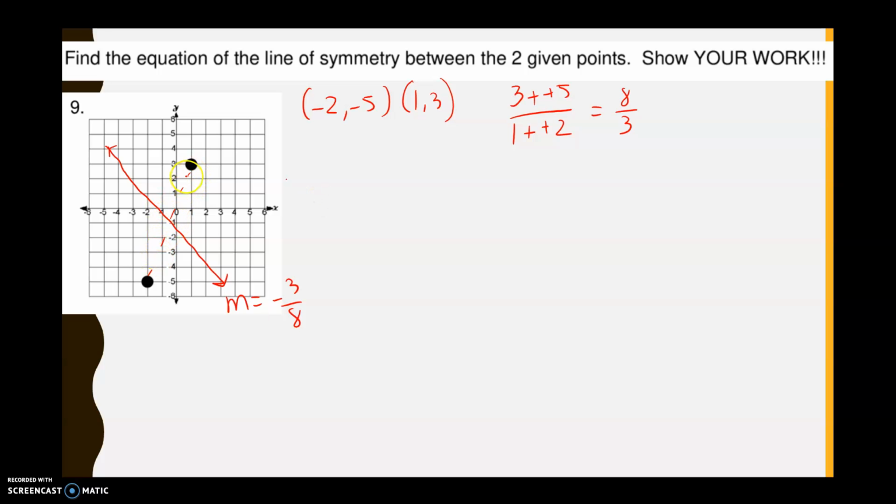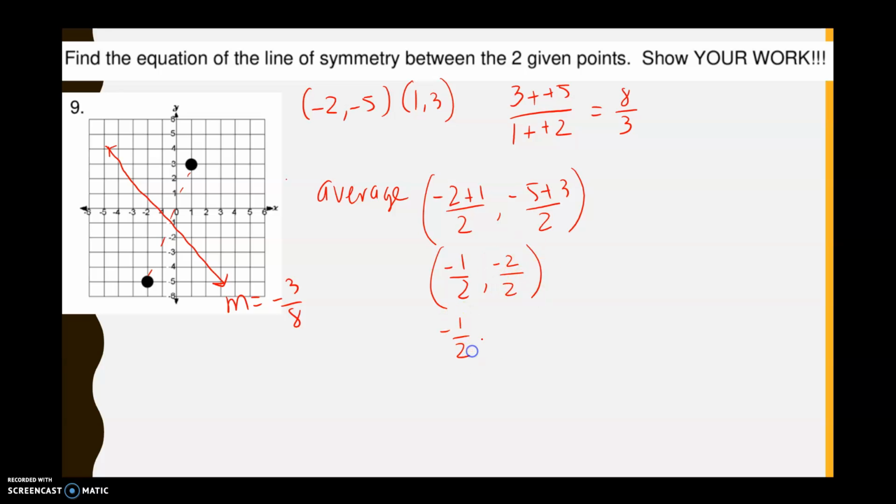Well, I know it's going to be the average of these 2 points. So let's find the average. I'm going to do -2 + 1 over 2, -5 + 3 over 2. I'm going to get -1 over 2 and -2 over 2, which is going to give me -1/2 and -1. So here is my point, and here is my slope.